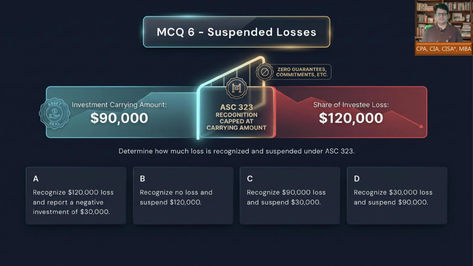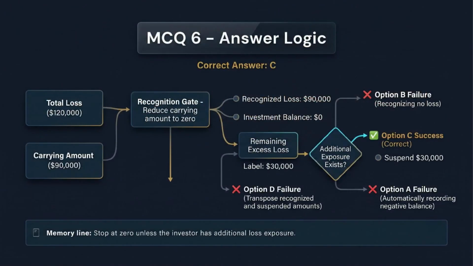The key phrase is no additional exposure. Once you see that, the zero floor rule should come into focus. Choose the best answer now. The correct answer is C. Orion recognizes a $90,000 loss and suspends $30,000.